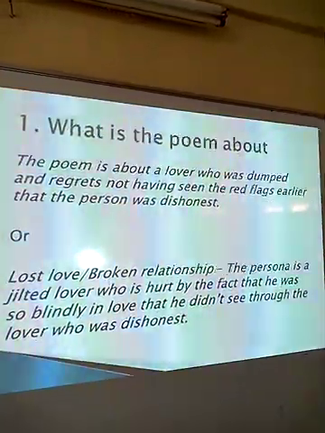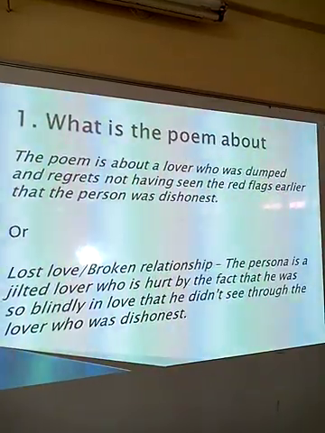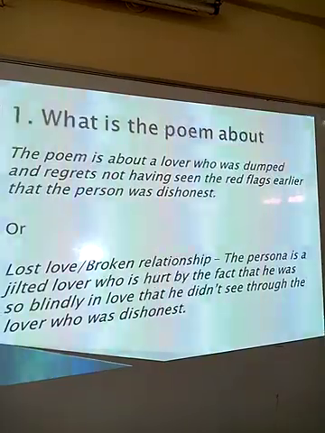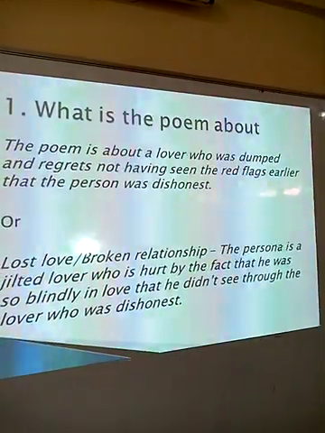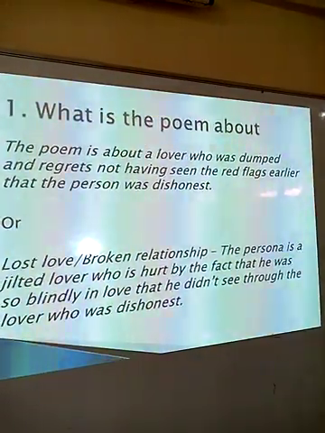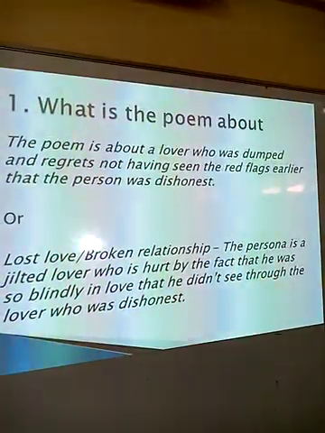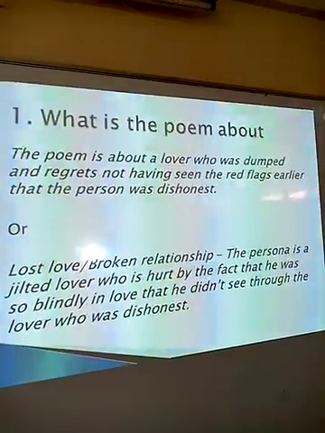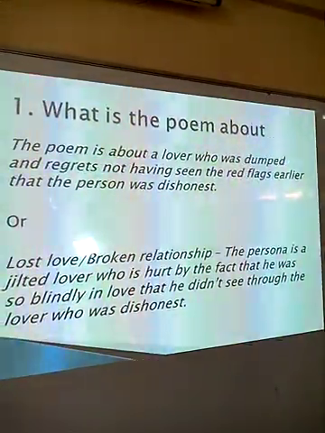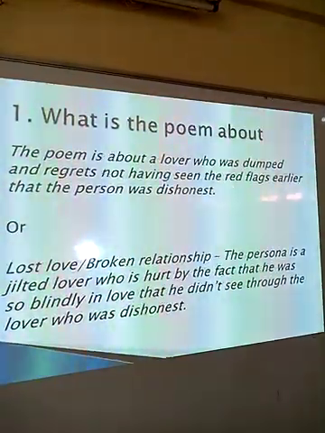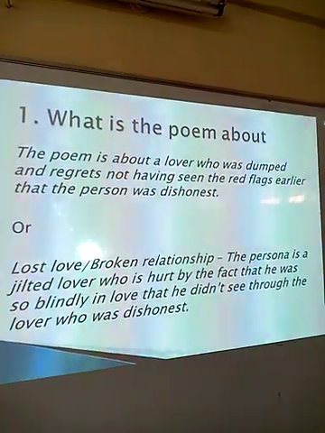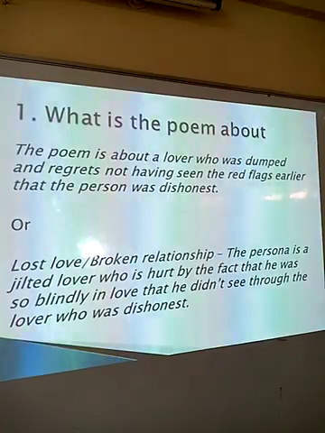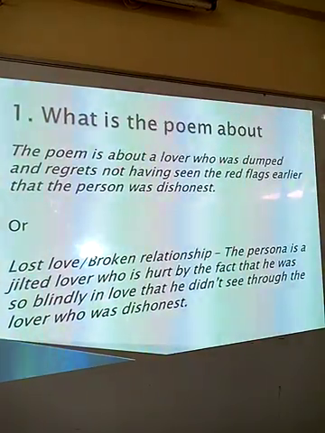Alternatively, you can simply talk about the theme of that poem. So the poem is talking about lost love or a broken relationship and the experience of the persona, the kind of mind space he or she is in, or the kind of feelings he is going through after having been left by the lover. So you can write there lost love or a broken relationship, and then say the persona is a jilted lover who is hurt by the fact that he was so blind in love that he didn't see through that the lover was dishonest.